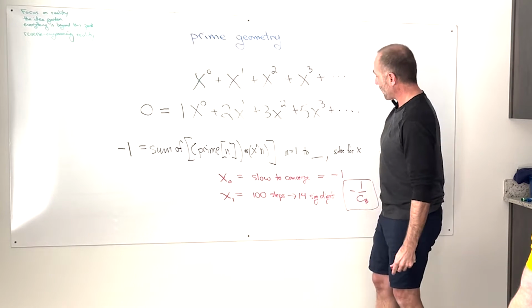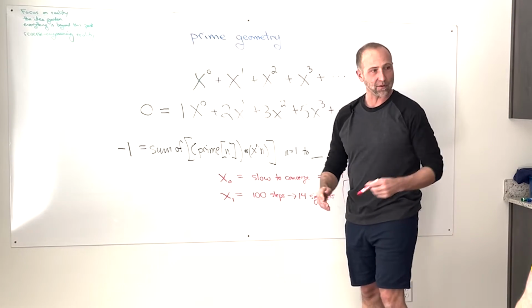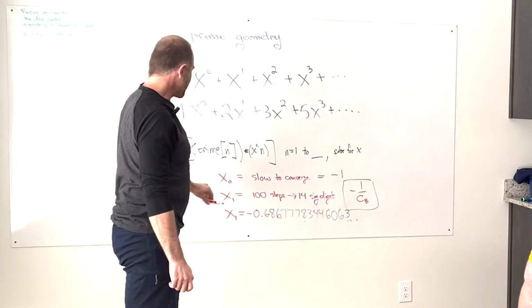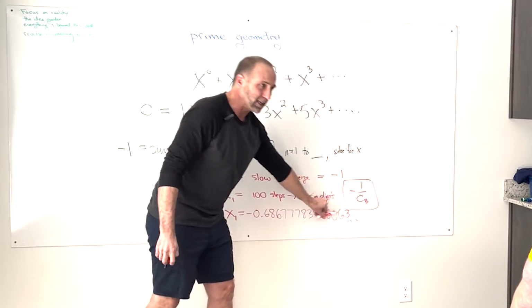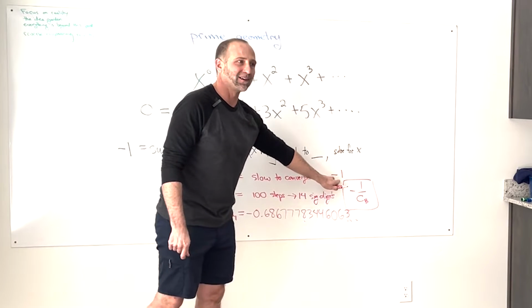Okay. Also, if you put this number instead, which is equal to this number, what's the value? Well, give me the digits. The second one, okay. -0.68677783446063. Okay. So this number is what we want to now see more into. This one's less of a mystery.